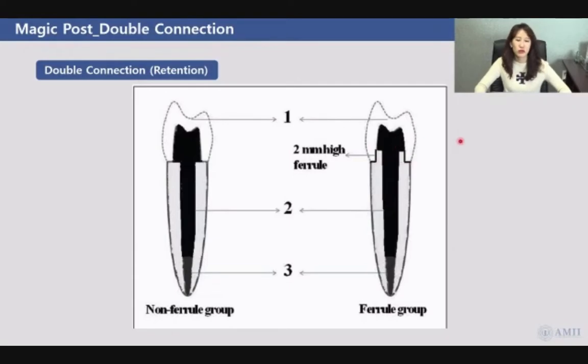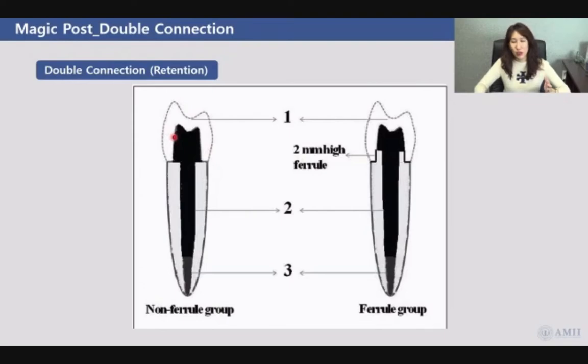As you can see from the picture, without the ferrule, the post-core crown will cause a wedging effect. The tooth on the left has no ferrule effect, meaning the remaining tooth structure is not more than 2 mm high above the root, so it will bear the force from above.